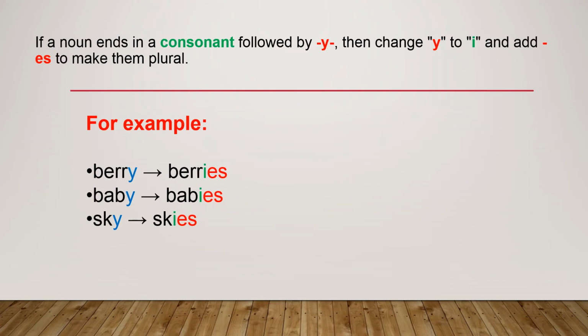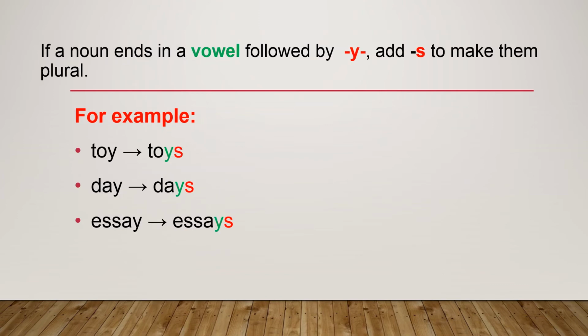Here we accept two vowels, but let's see the next slide. If a noun ends in a vowel followed by y, add s to make them plural. Here we cannot add three vowels. We cannot put i, e, then y. So we have to add s simply. Toy, toys, day, days, essay, essays.